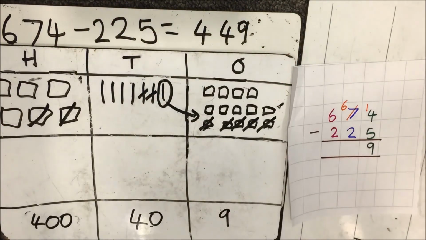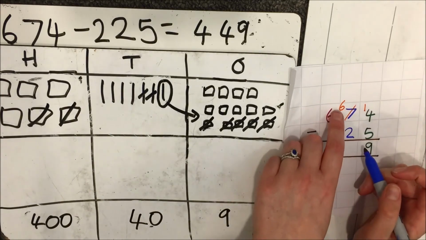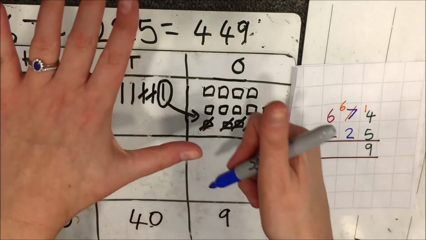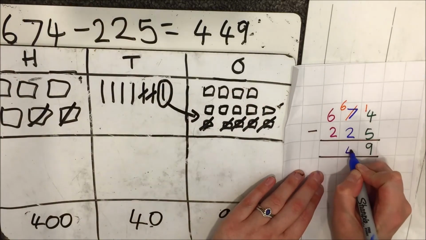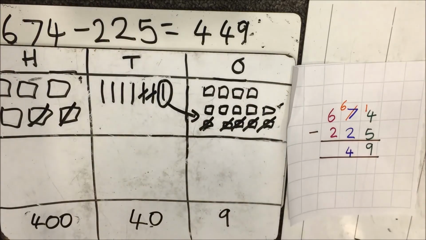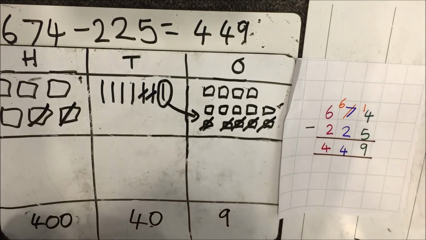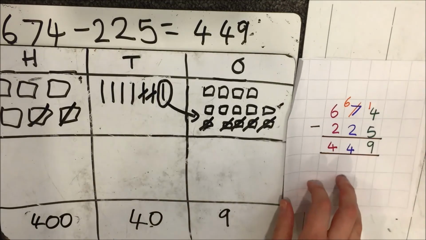Now we do 6 tens, take away 2 tens. Remember, it's 6 tens now because one of them went to the ones. So 6 tens take away 2 tens is 4 tens. 600 take away 200 is 400. So my answer is 449. That was a challenging lesson.